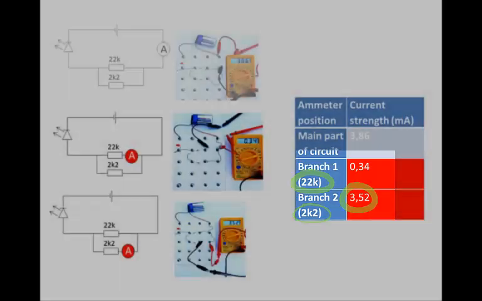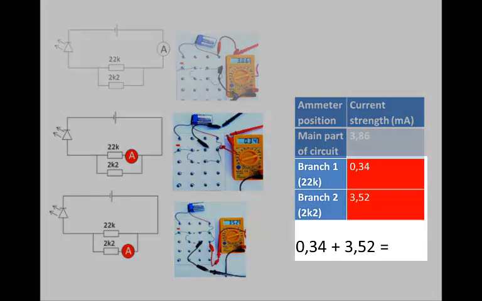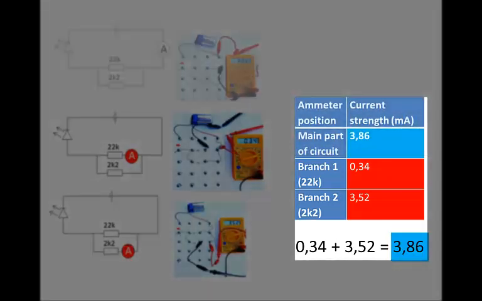But there's something else that's interesting here. Notice that if we add these two numbers together, 0,34 plus 3,52, the answer is 3,86. Where have we seen that number before? That's the current strength in the main part of the circuit.